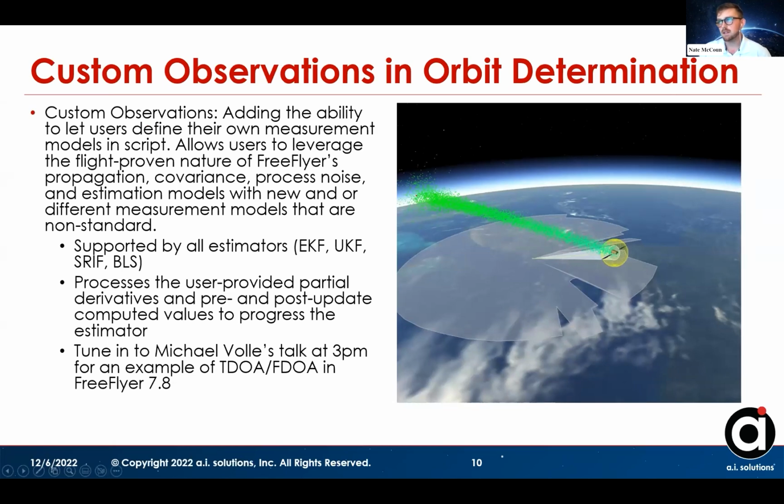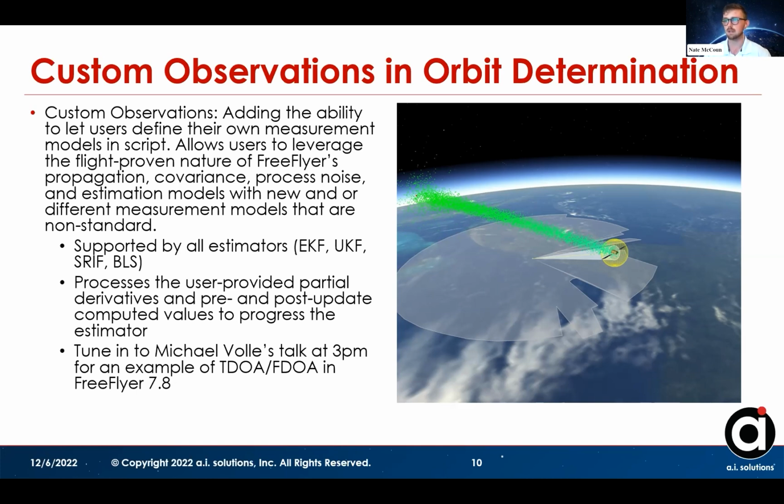The next thing we'll talk about is custom observations and orbit determination. Custom observations in FreeFlyer 7.8 added the ability to let users define their own measurement models in script. It allows users to leverage the flight-proven nature of FreeFlyer's propagation, covariance, process noise, and estimation models with new and/or different measurement models that are non-standard.